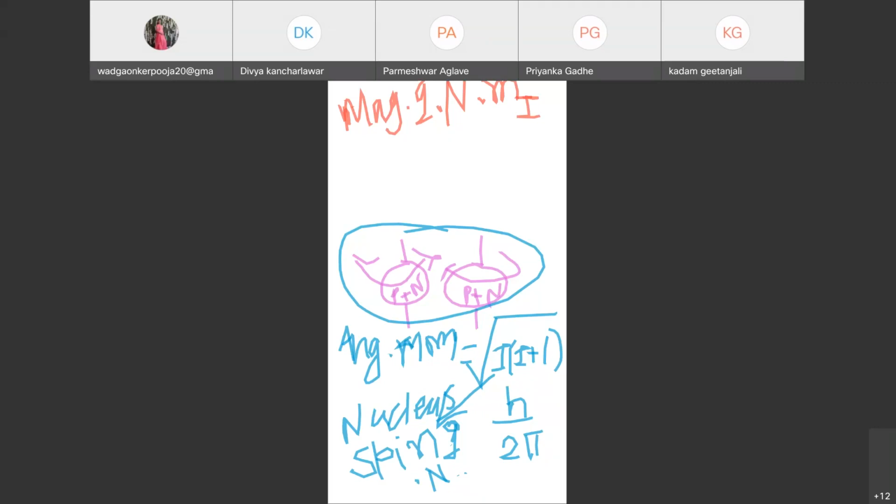And now when you have come across this term, I think you guys are clear with some basic criteria of NMR. Yes or no? Yes, please tell me. Yes, ma'am. Everybody, please tell me.